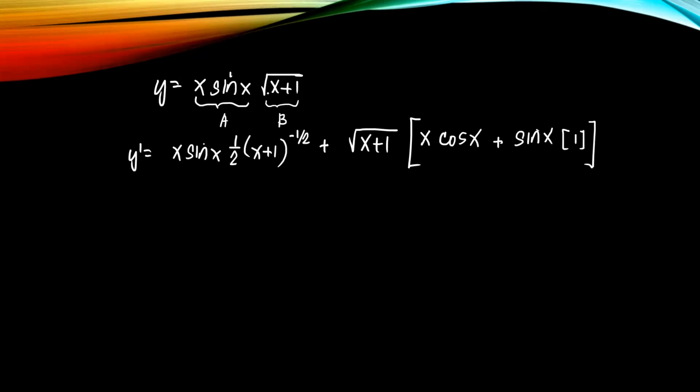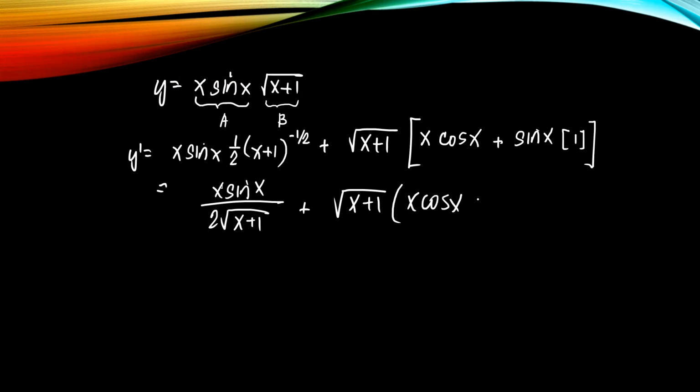That when you have 3 terms, or basically more than 2 terms, it's up to you what to group. Why did I group this 2 for A and this is B? Because if I group the sine x and the square root, it's a bit more difficult to look at. At least this one is simply an x. So what do I have here? X sine x over 2 square root of x plus 1 plus x plus 1. This is x cosine x plus sine x.